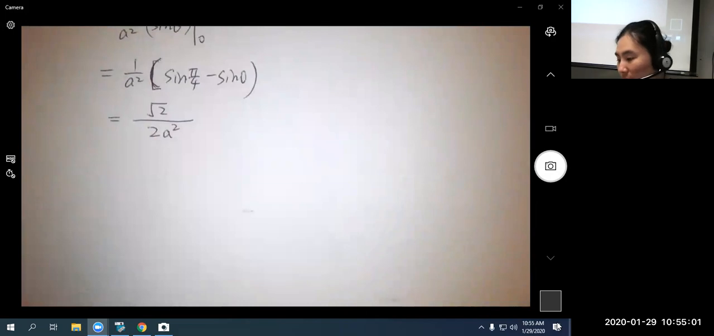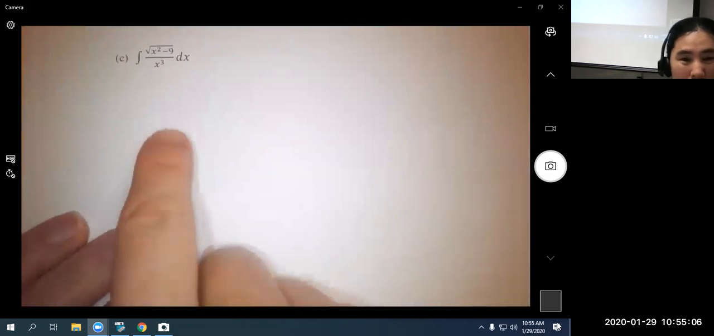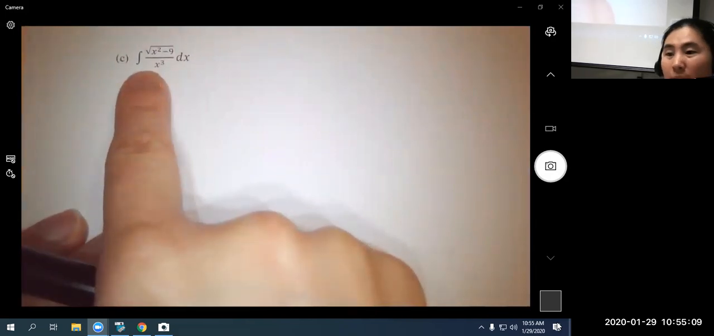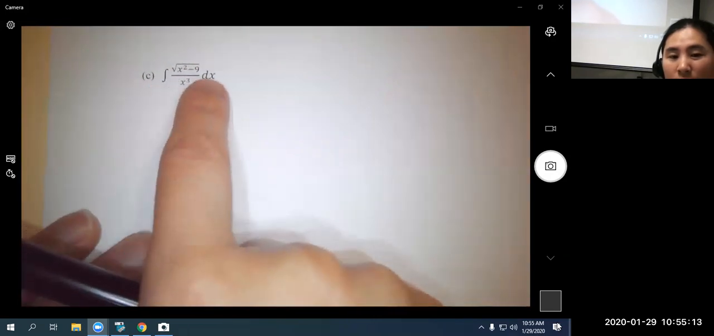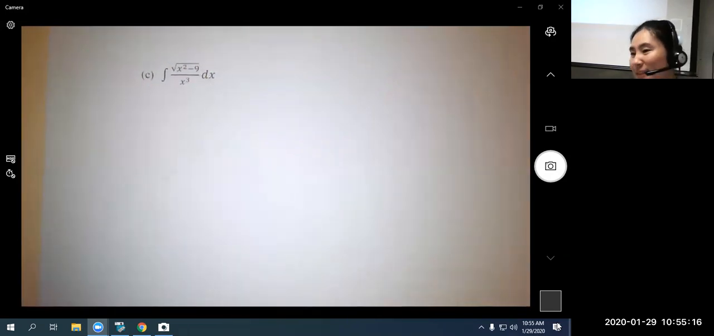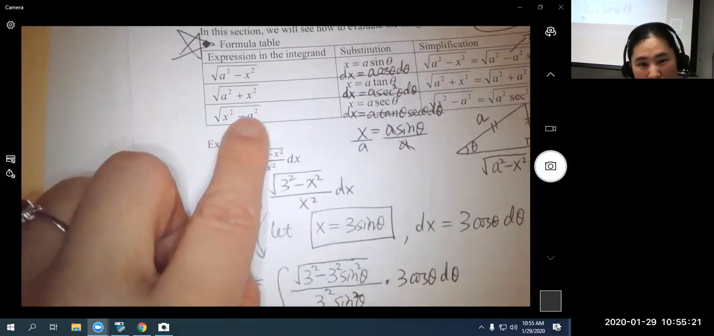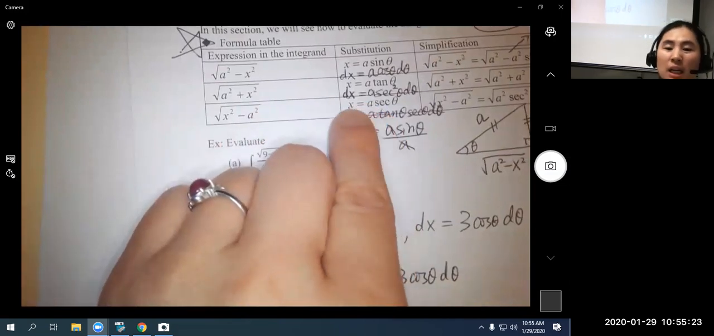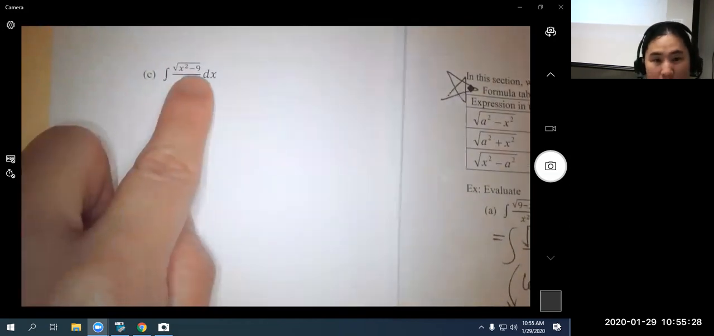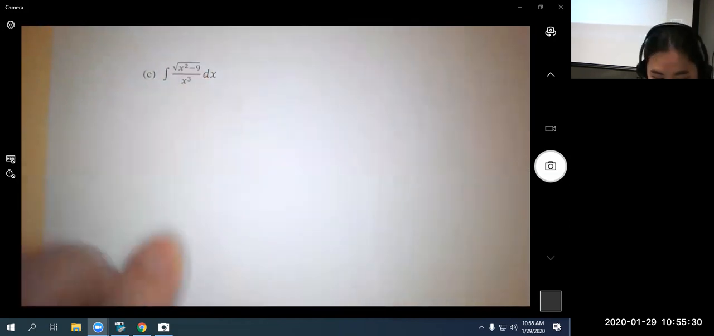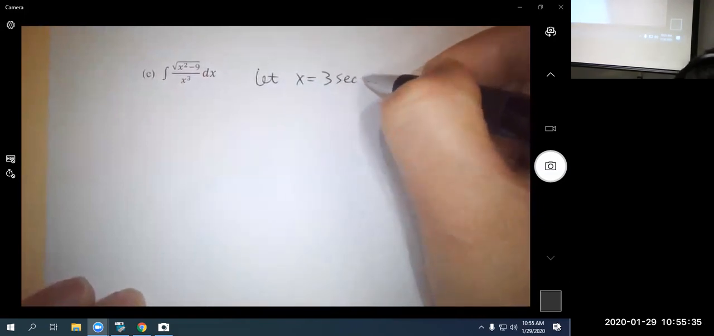Now let's look at our last question. The integral of square root of x squared minus 9 divided by x to the cube dx. What case is it? Yeah, third case, right? Square root of x squared minus a squared. So we have to use what substitution? x equals a times secant theta. What is a? 3. Okay, so let x equal 3 secant theta.